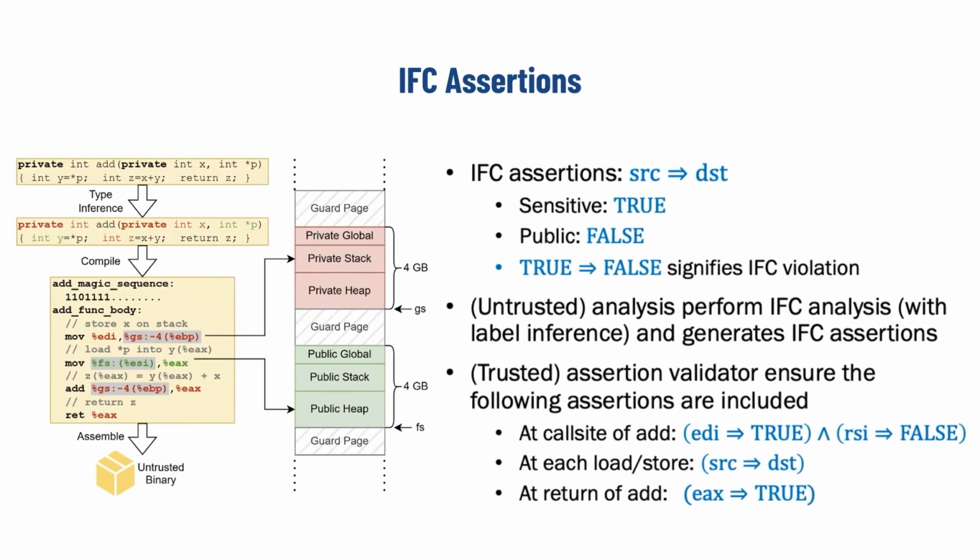For a policy like the one in conf-LLVM, the assertions are relatively straightforward. An untrusted information flow analysis performs a complex label inference and generates assertions. Then, the validator's job is to simply check that every memory access in the binary follows this rule. This validation logic is incredibly simple, requiring only a few hundred lines of code, replacing the large and complex program analysis.